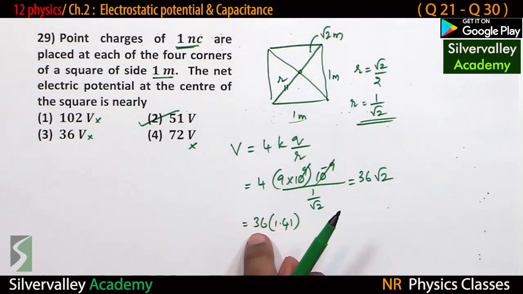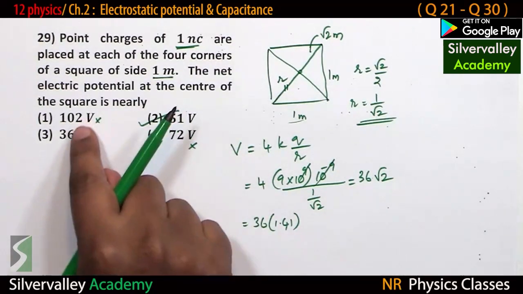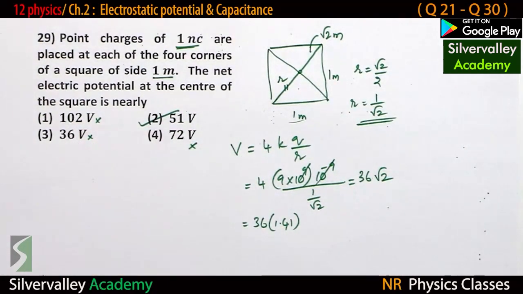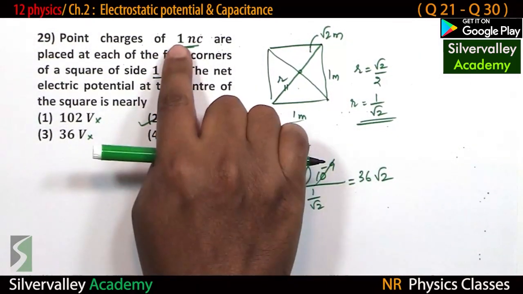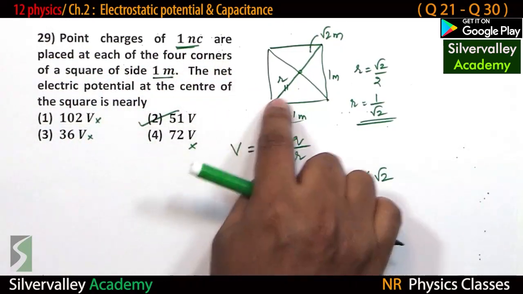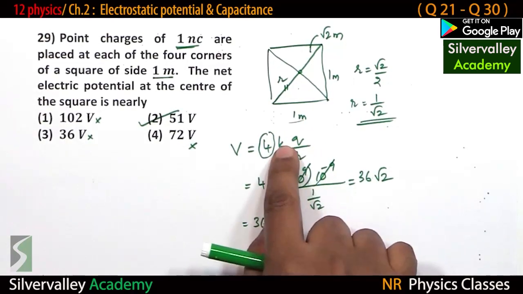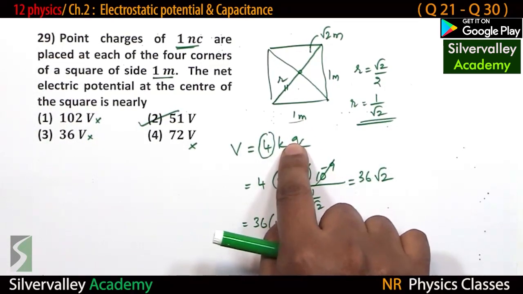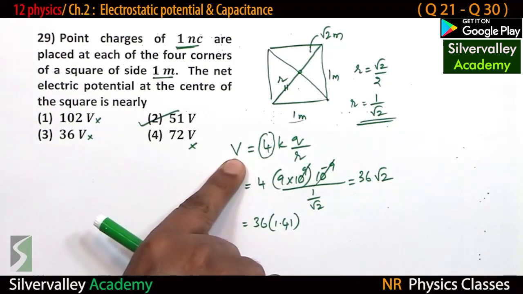Means students, don't multiply these. Before multiplying, just go through the options. Okay. Now understand why this 4 has come. Since 4 charges are placed at the 4 corners, K Q by R is the potential due to each charge. 4 times the potential due to each charge is the total potential.